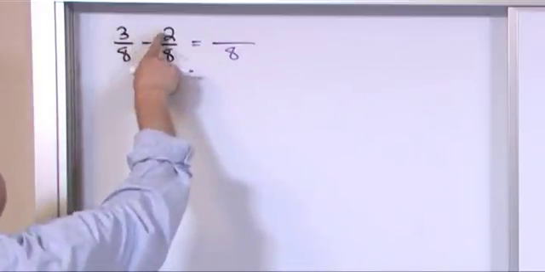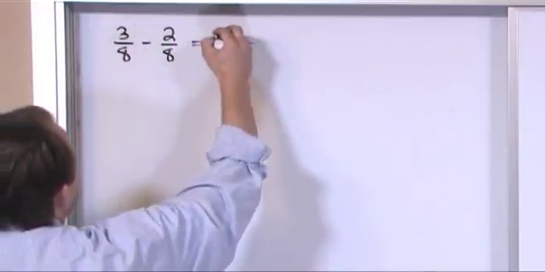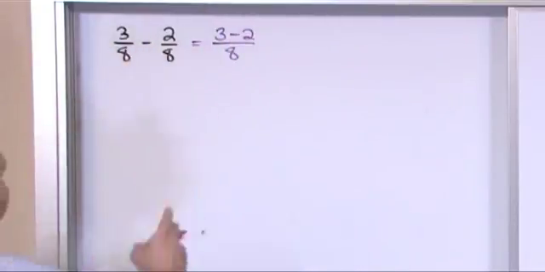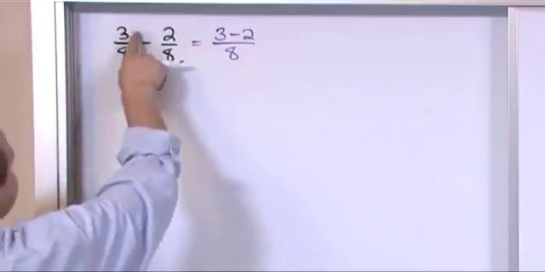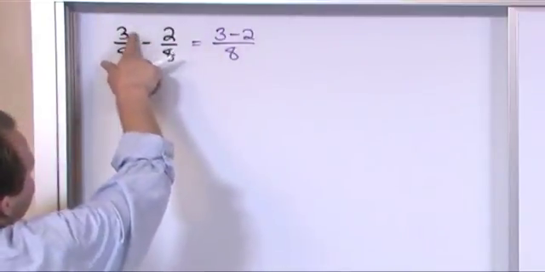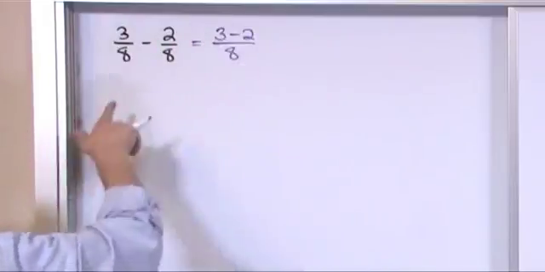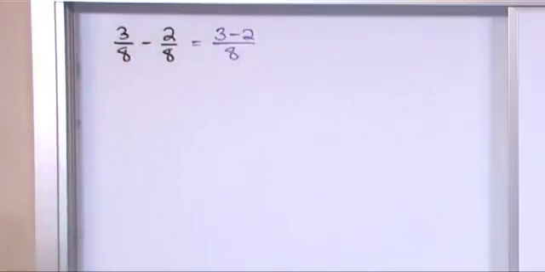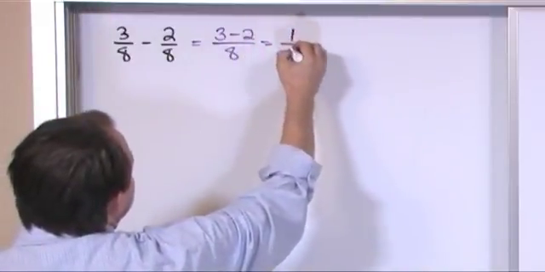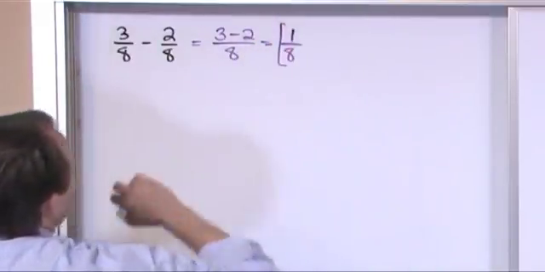Now here, since we are subtracting these fractions, we're going to subtract the numerators. So it's really doing the same operation that's in the center here, it's just that you're doing it to the numerators. Before, if this was plus here, we'd be adding 3 plus 2 in the numerator, but because we're subtracting these fractions, we end up subtracting those numerators. So 3 minus 2 is 1. The denominator stays as 8, so the answer is 1/8.